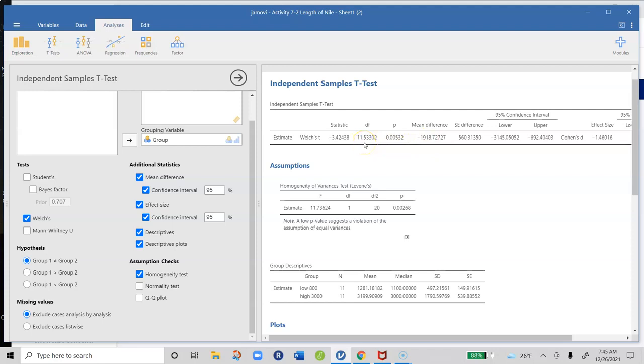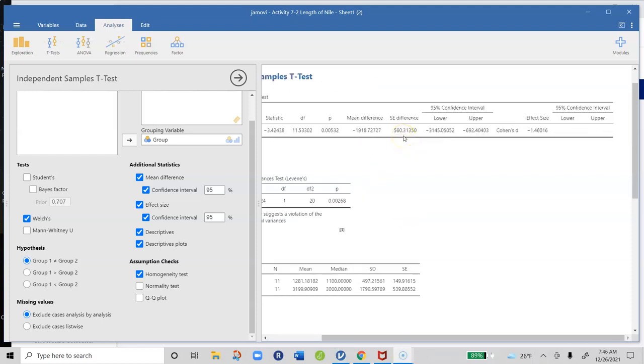You'll notice here that the degrees of freedom are a decimal. We're not going to go over in this video how those are computed. You can look in the book for information about that. But when you report the degrees of freedom with the Welch's t, they're usually going to be a decimal. Next, we have the standard error of the mean difference, followed by the 95% confidence interval around the mean difference. Right? So we can be 95% sure that the true difference between the means in the population is somewhere between -3,145 and -692. We're 95% sure that the true value in raw score units is there.